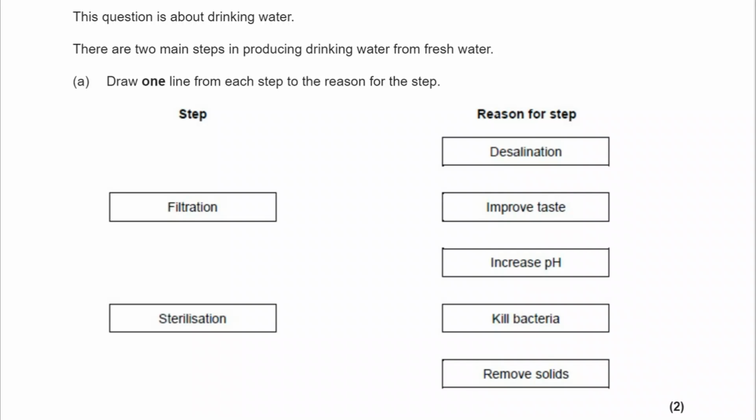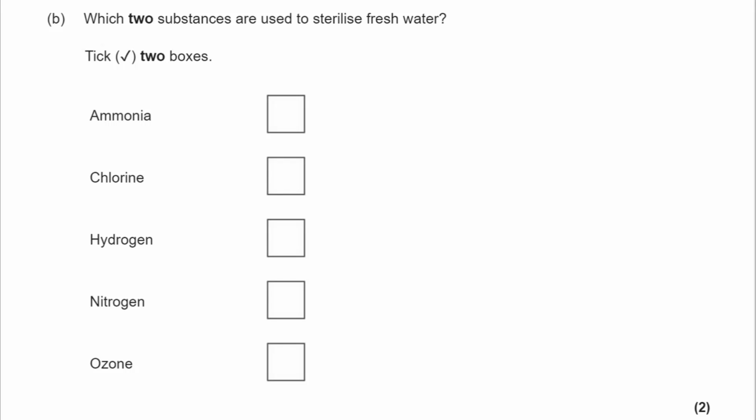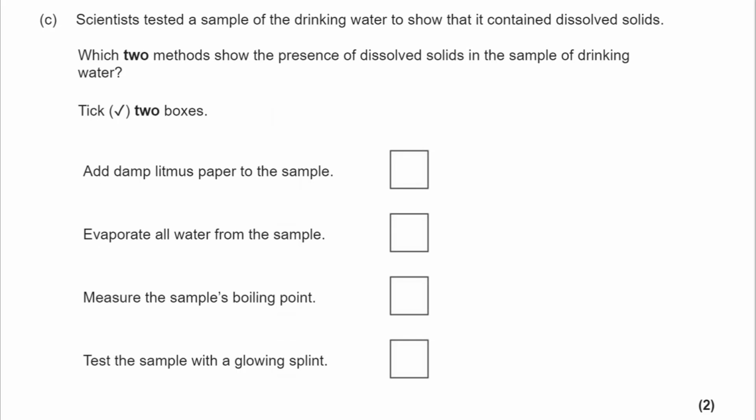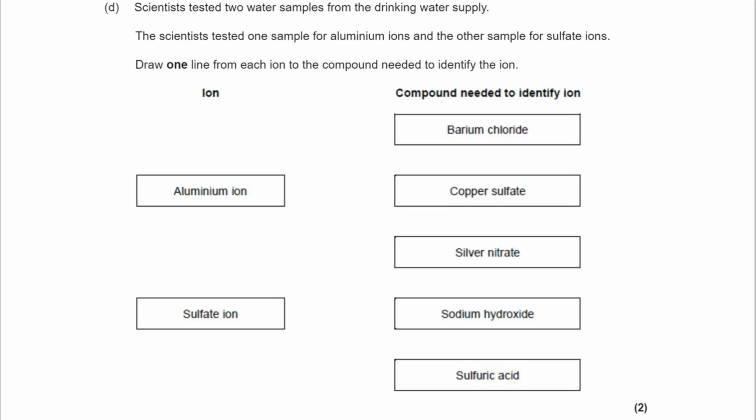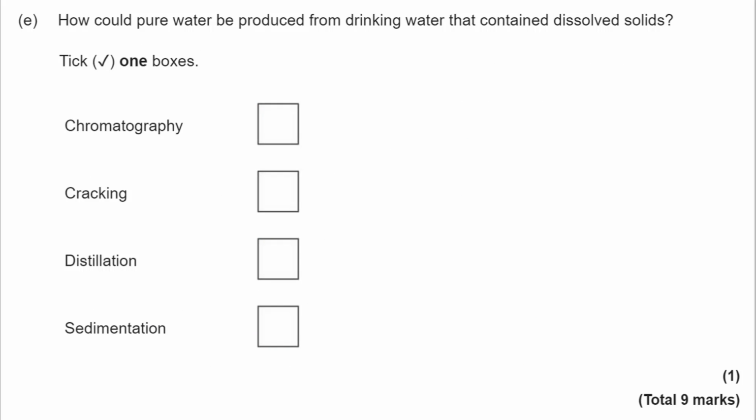This is an AQA GCSE Chemistry question and it's based around the industrial processes topic. Have a go at each section, pausing as you go, and we'll look at the answers once you've tried. Here's part A, part B, part C, part D, and finally part E. So quite a difficult topic, but lots of multiple choice here.